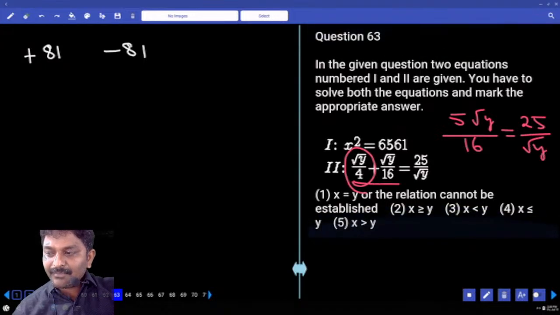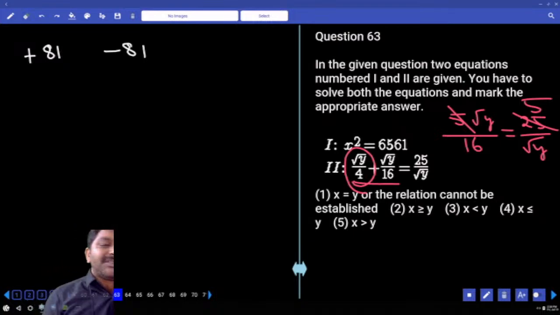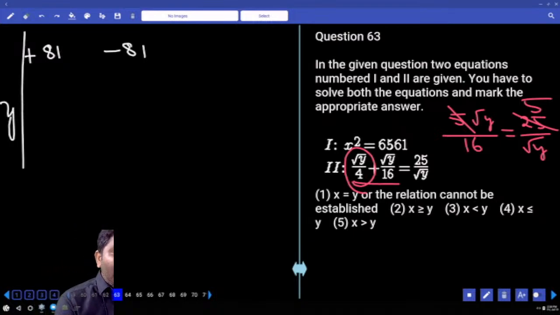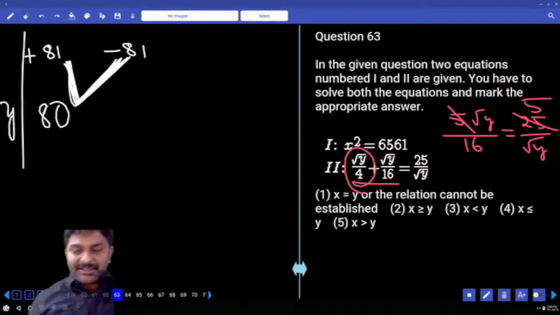25 by 5. How many times? Then when you go for cross multiplication, what value do you get for y? 16 5s. Come on. 80 lies in between these two numbers only. In between. No relation.